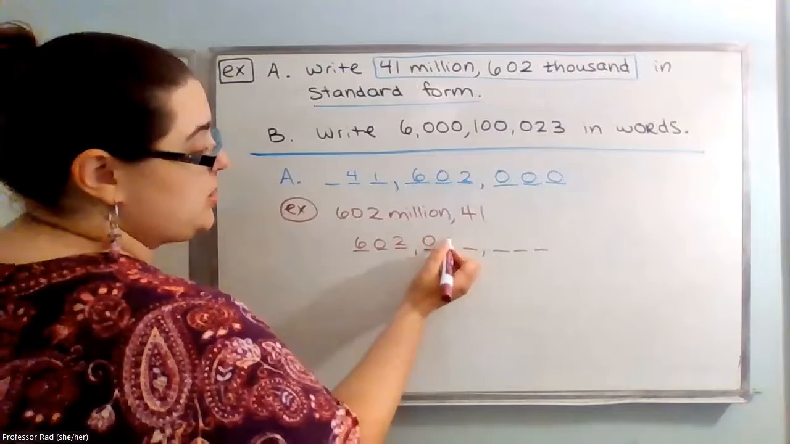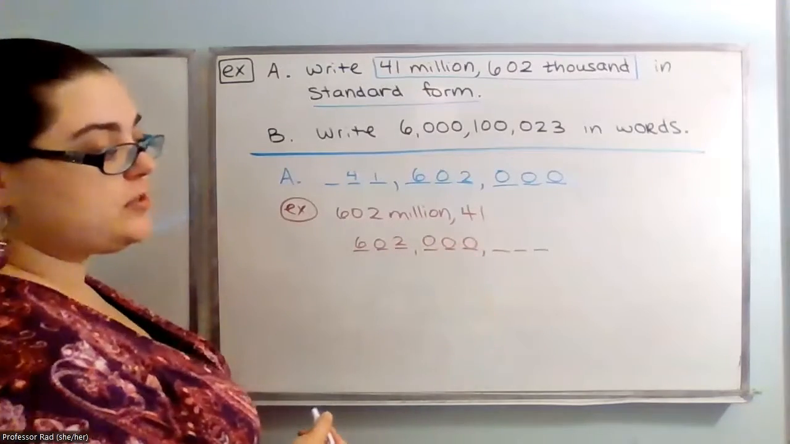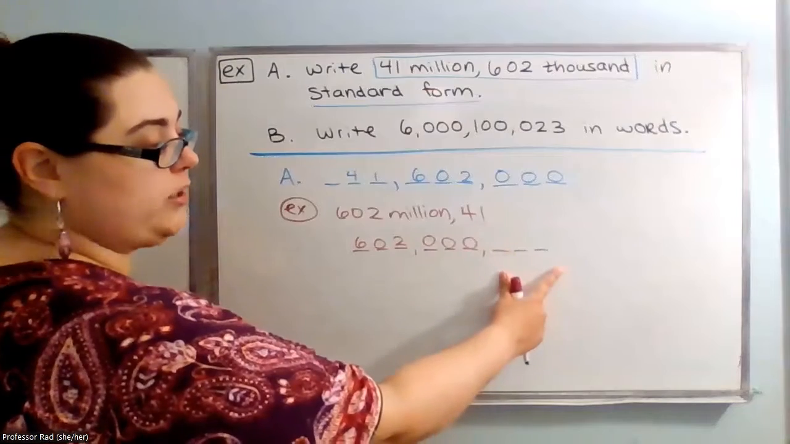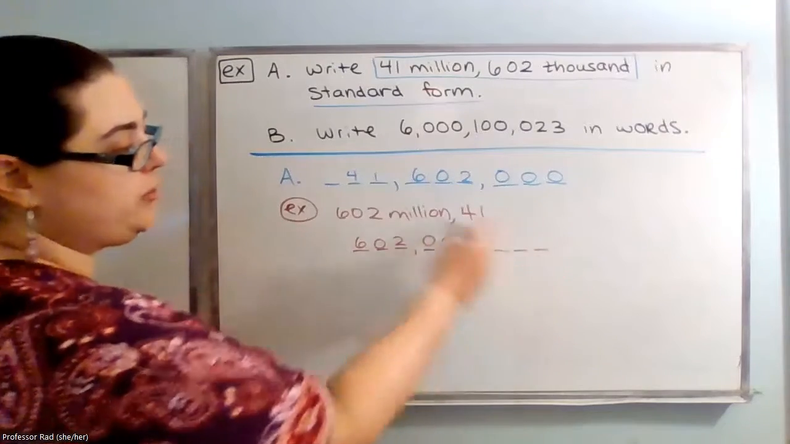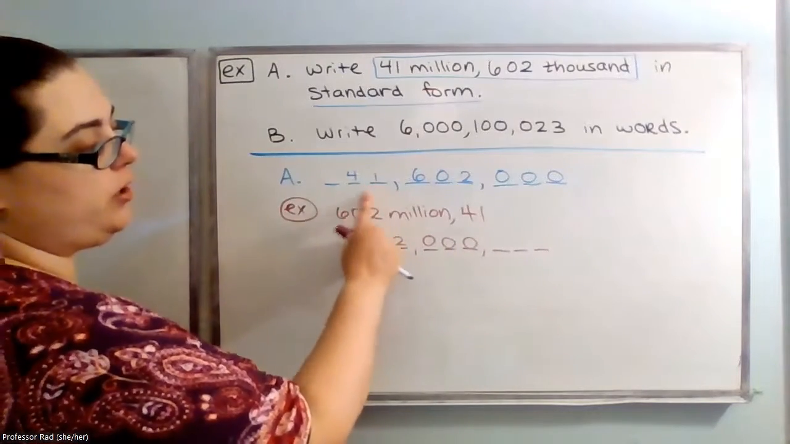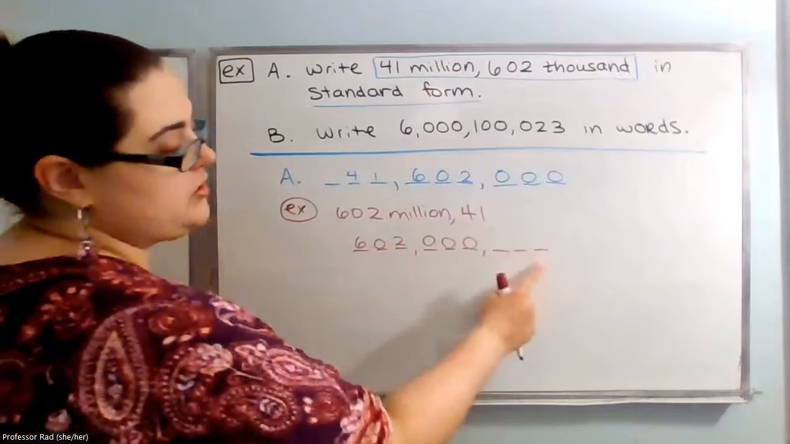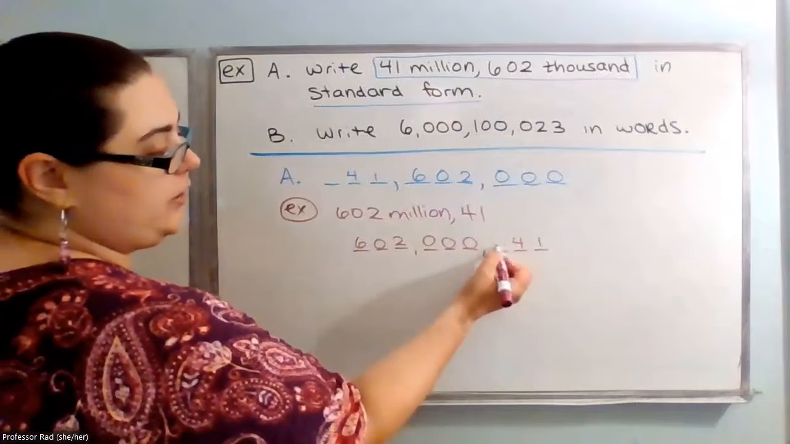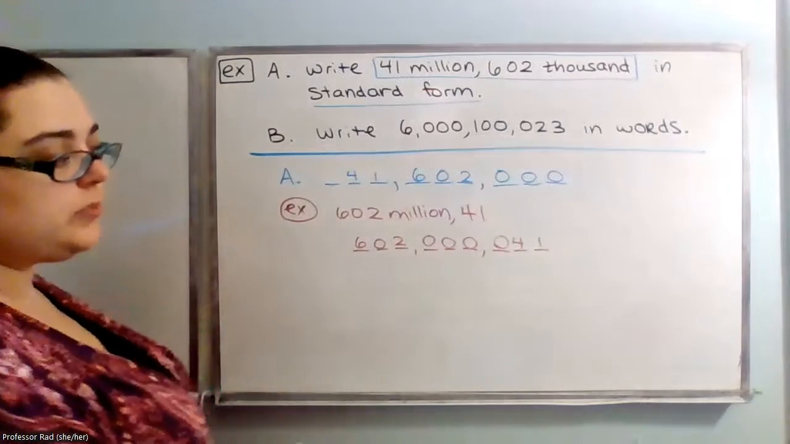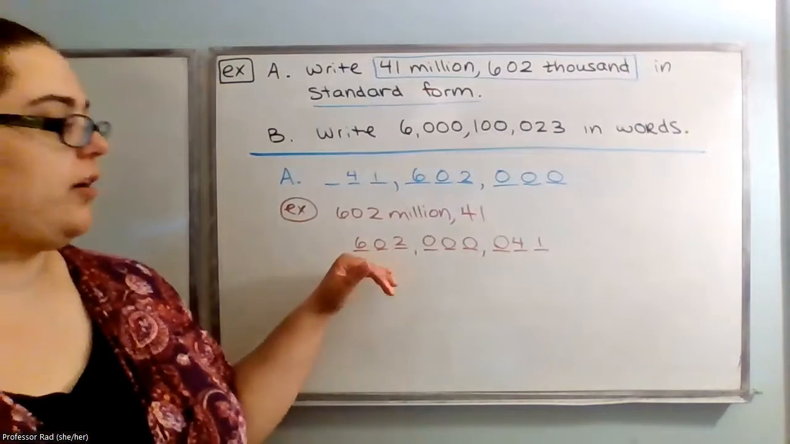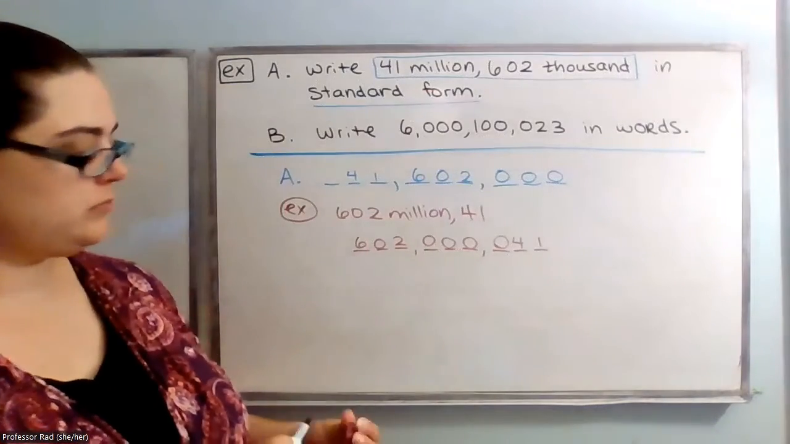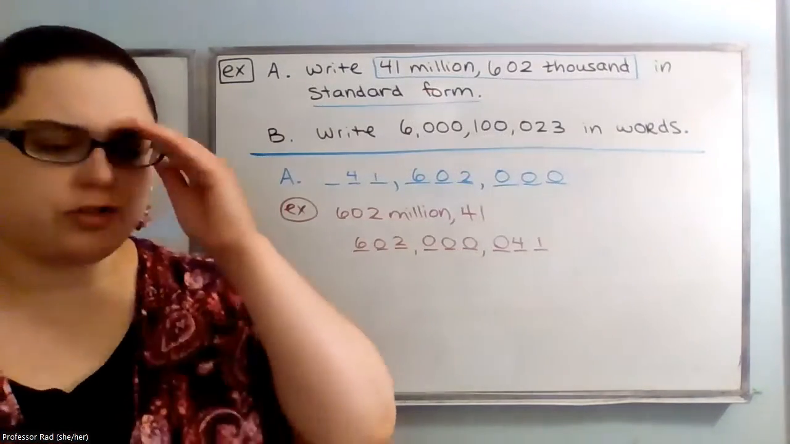So we're going to have a bunch of zeros here because there's nothing in the thousands period. And then the 41 is going to be in the ones period. And just like we did up here, when we put the 41 all the way to the right, we're going to put this 41 all the way to the right as well. And then we're going to fill in that blank with a 0. So this is how I would write out 602,041,041. All right, let's move on to example B.